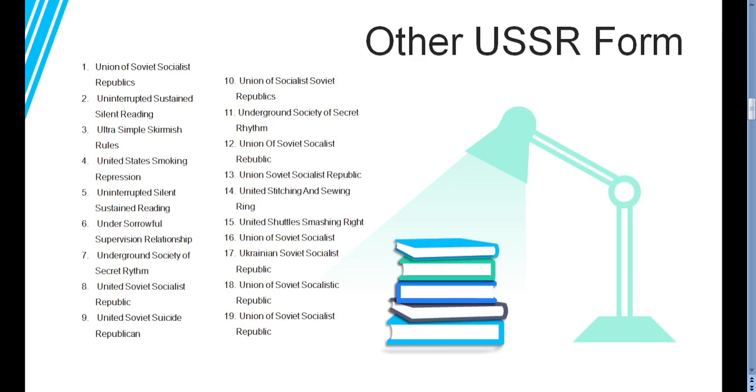Let's go on to the 14th, United Stitching Swing Ring. United Shuffles Smashing Right. Ukrainian Soviet Socialist Republic. Union of Soviet Socialist Republic. Some of the names are repeated due to a copying error, so you can correct them at your end.